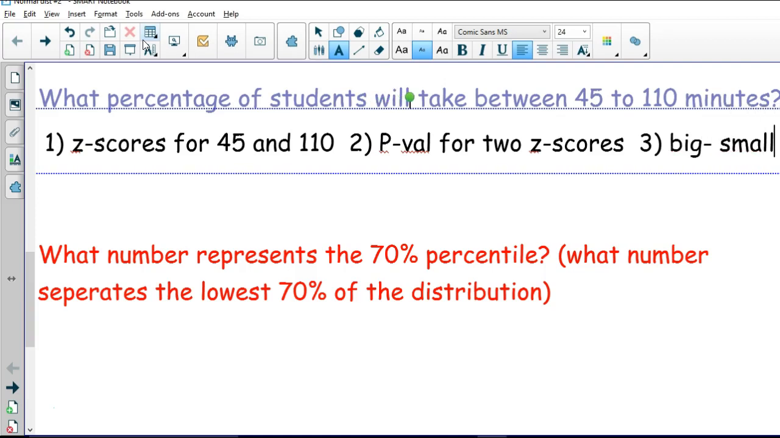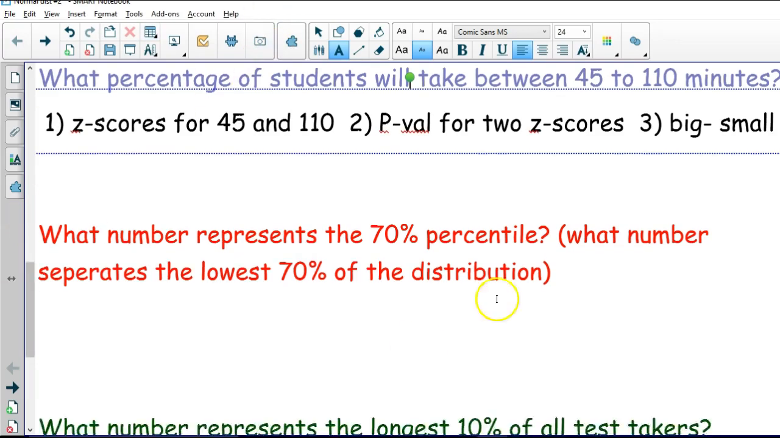So the issue with this sometimes is I will get people who will just subtract 110 minus 45, and then they get one z-score and then they go to the table. Or I will get people who do find a z-score for 45 and 110, and then they'll subtract the z-scores. So the big thing you need to know is, hey, we need to get two z-scores, we get the p-values, and then we do big minus small. Are we okay there?